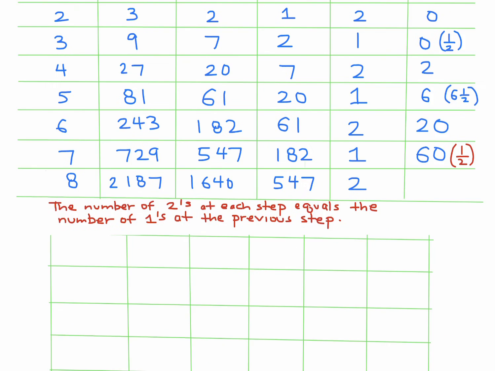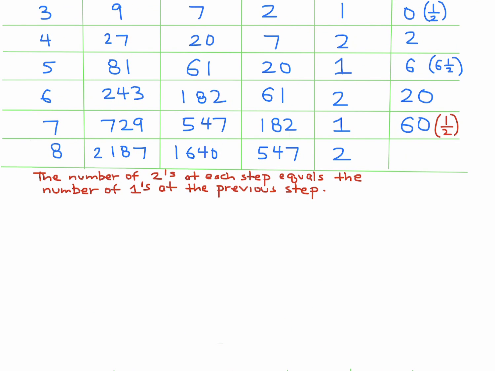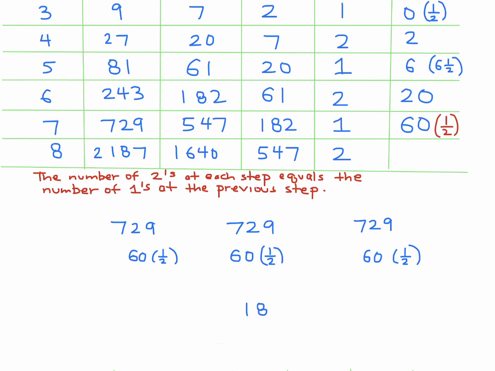Okay, this is where you get the final answer. So, here we go. Pay close attention now. For a string of 729, right, you have 60 of these 1, 1, 1, 1, 1, 5 ones in a row. For the next 729, again, you'll have 60. And notice what I'm doing. I'm putting a little bit of a half in brackets. And then for the next 729, you'll have 60 like that. Okay? 60 plus 60 plus 60 is 180.